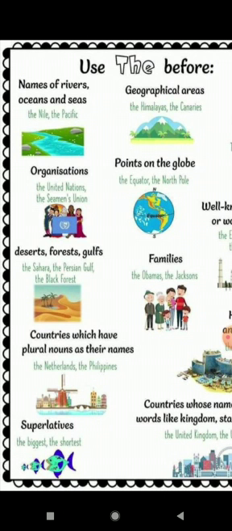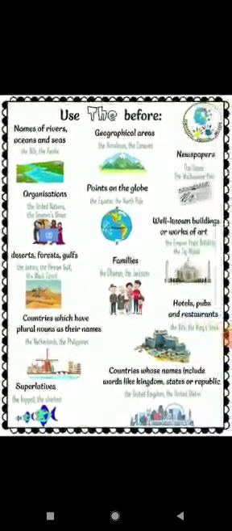Next, the is used when we refer to a particular person or thing. Example, the doctor in the next street and a good man. Next, it is used before the names of holy books. Example, the Ramayana, the Gita, the Bible, the Quran. Next, the is used before a universal object. Example, the sea, the earth, the sky, the sun, the moon.